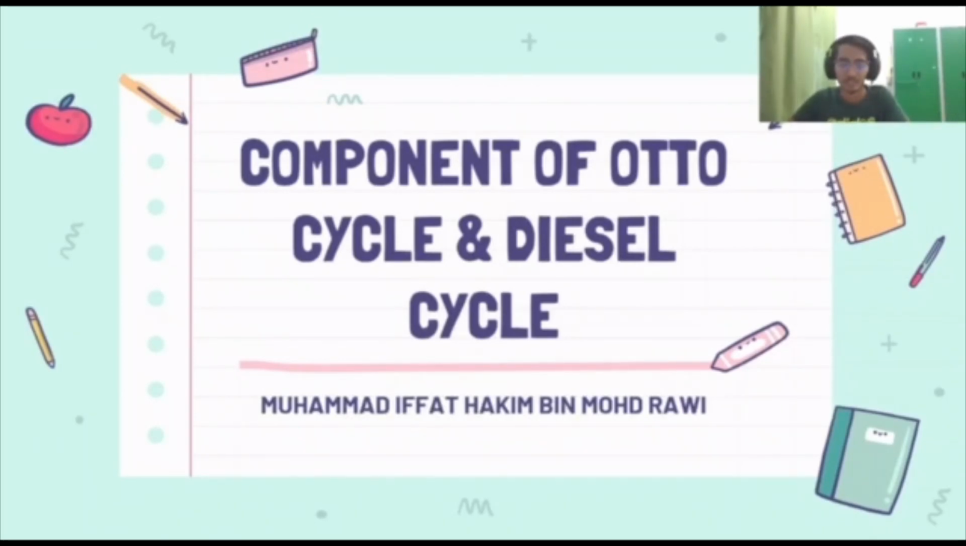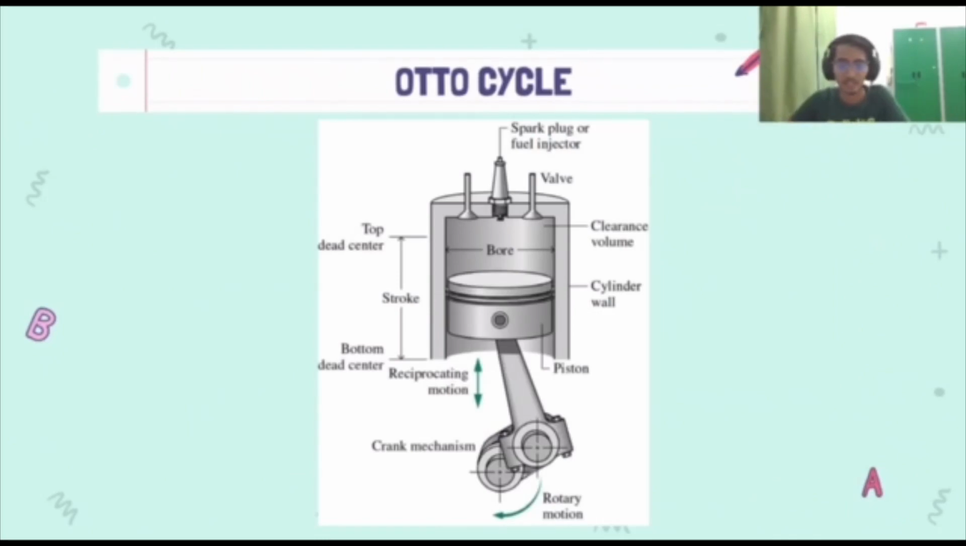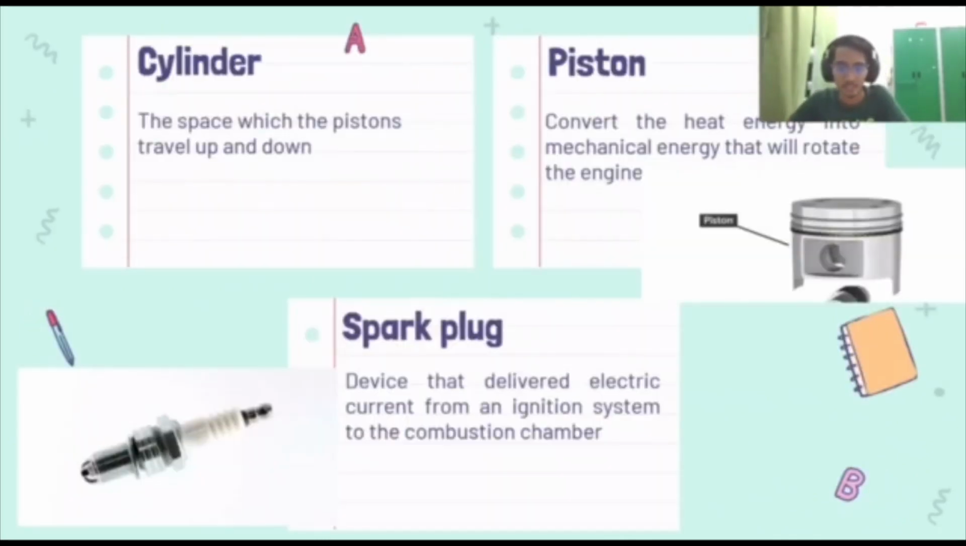I will present the components of Otto cycle and diesel cycle. This is the diagram of Otto cycle. The parts of Otto cycle are the cylinder, the space in which the pistons travel up and down, and the piston, which converts the heat energy into mechanical energy that will rotate the engine.